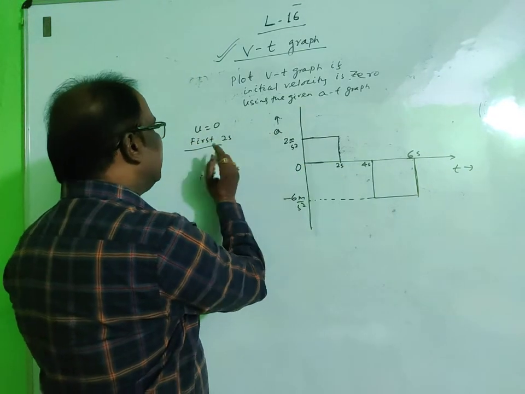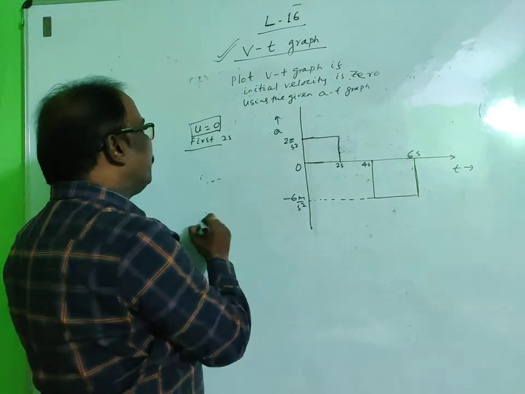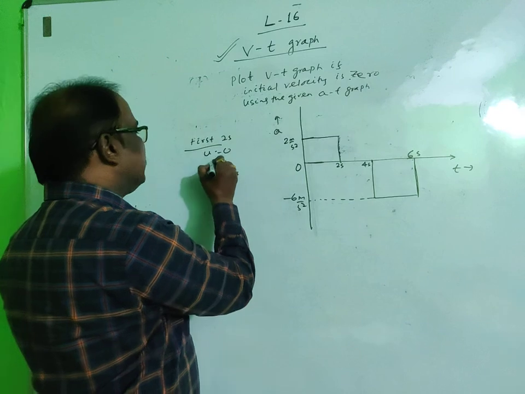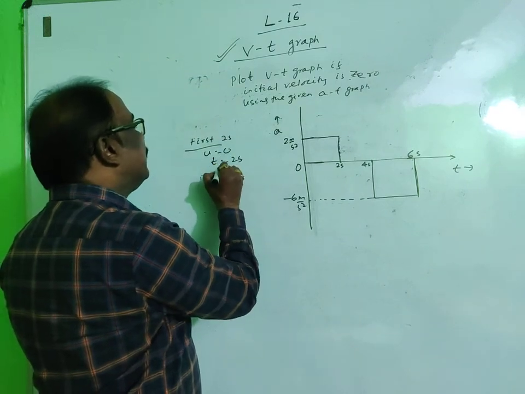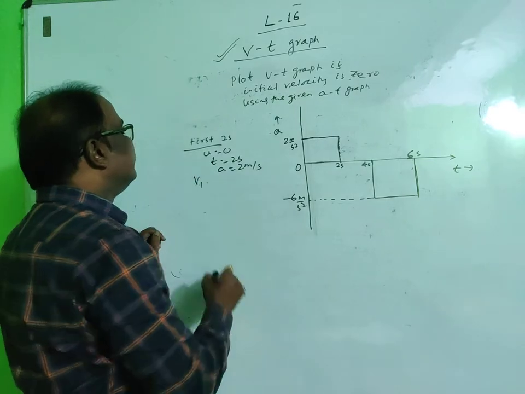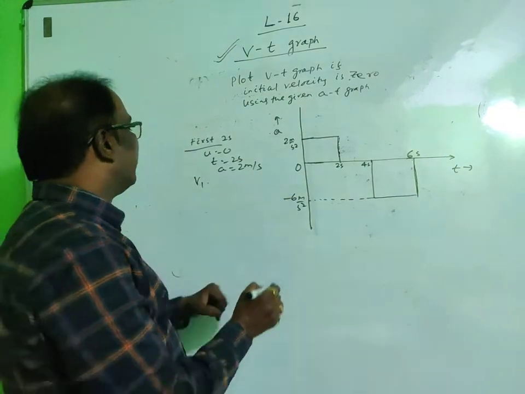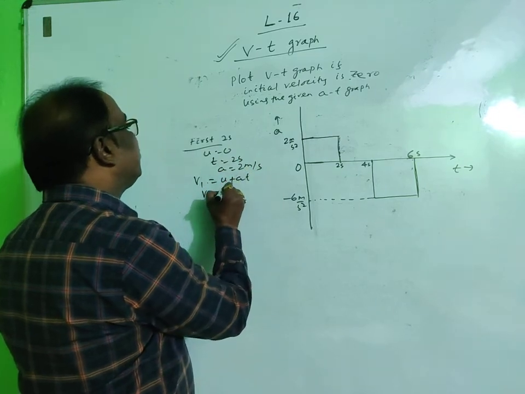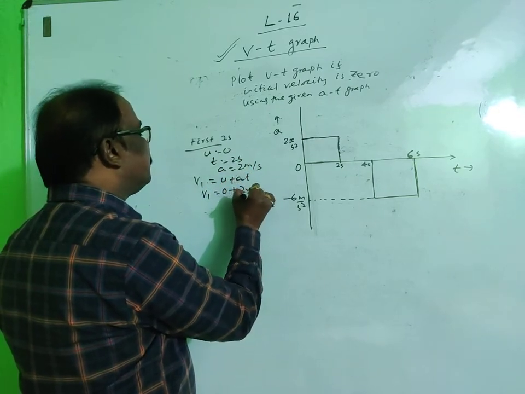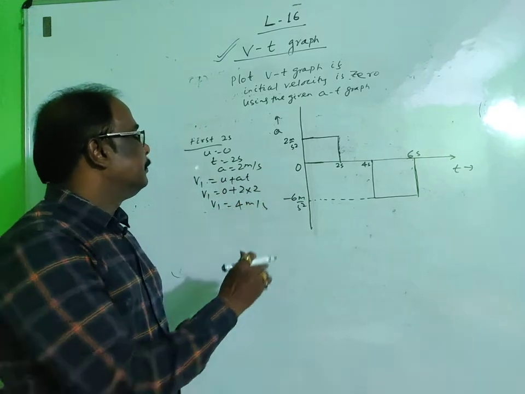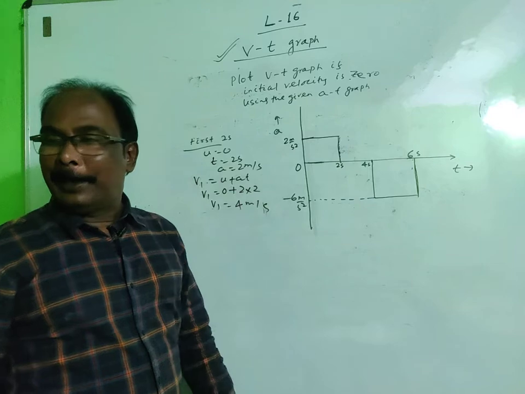This is the first 2 seconds. Initial velocity is 0, time is 2 seconds, and acceleration is 2 meter per second square. Then what is the velocity at time 2 seconds? Let it be V1. V is equal to U plus AT. Then V1 is equal to 0 plus acceleration times time, 2. Means V1 is equal to 4 meter per second. Is it clear?